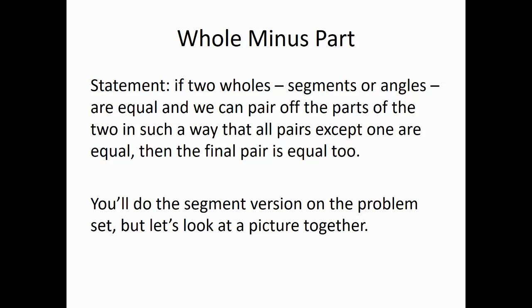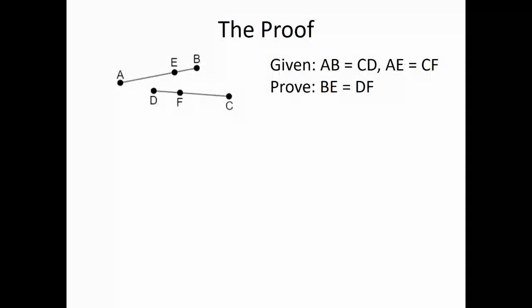Okay, whole minus part. If we have two wholes that are equal, and those can be segments or angles, and we can pair off the parts in such a way that all the part pairs except for one are equal, then the final pair has to be equal as well. That is, if you start with equal wholes and subtract off equal parts, the parts that remain have to be equal as well.